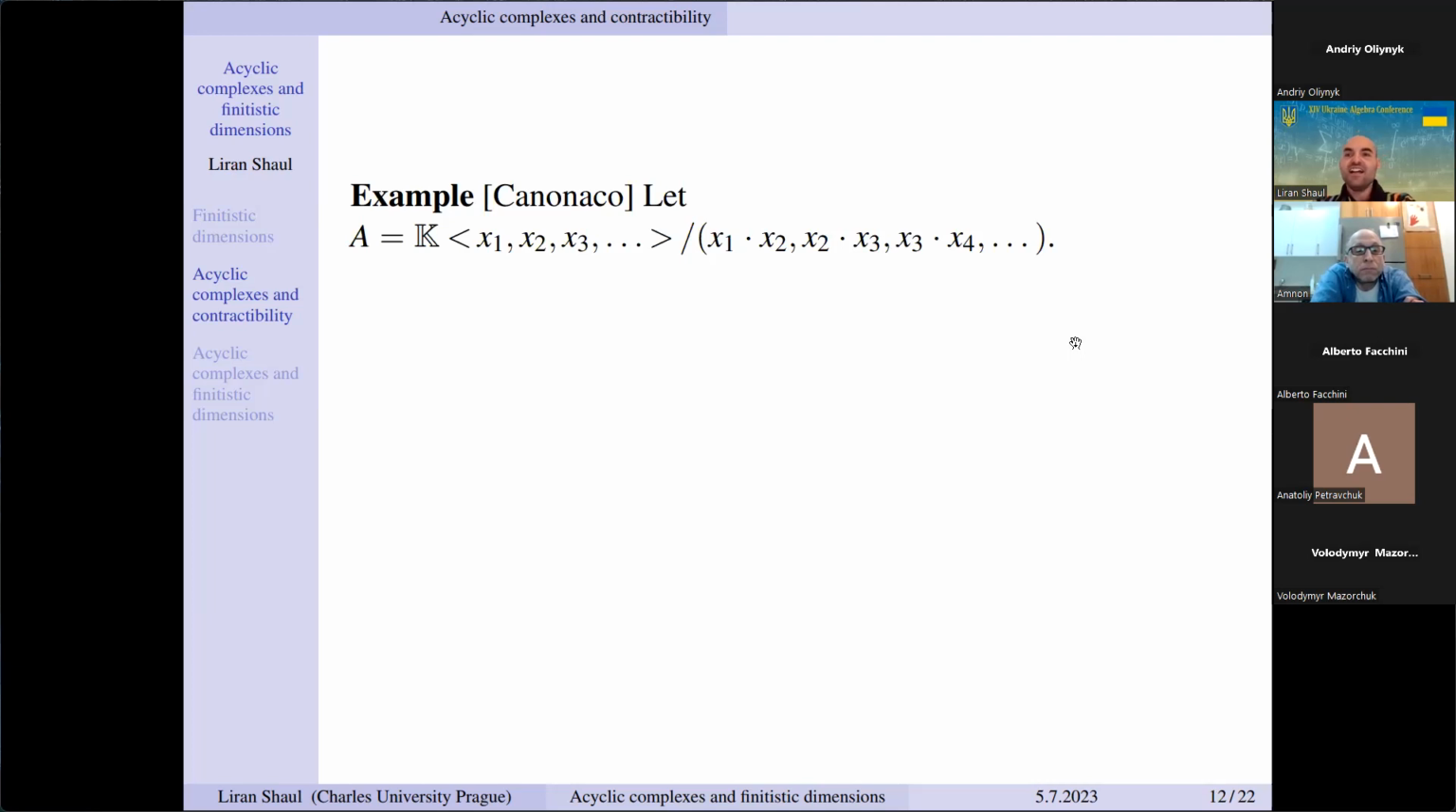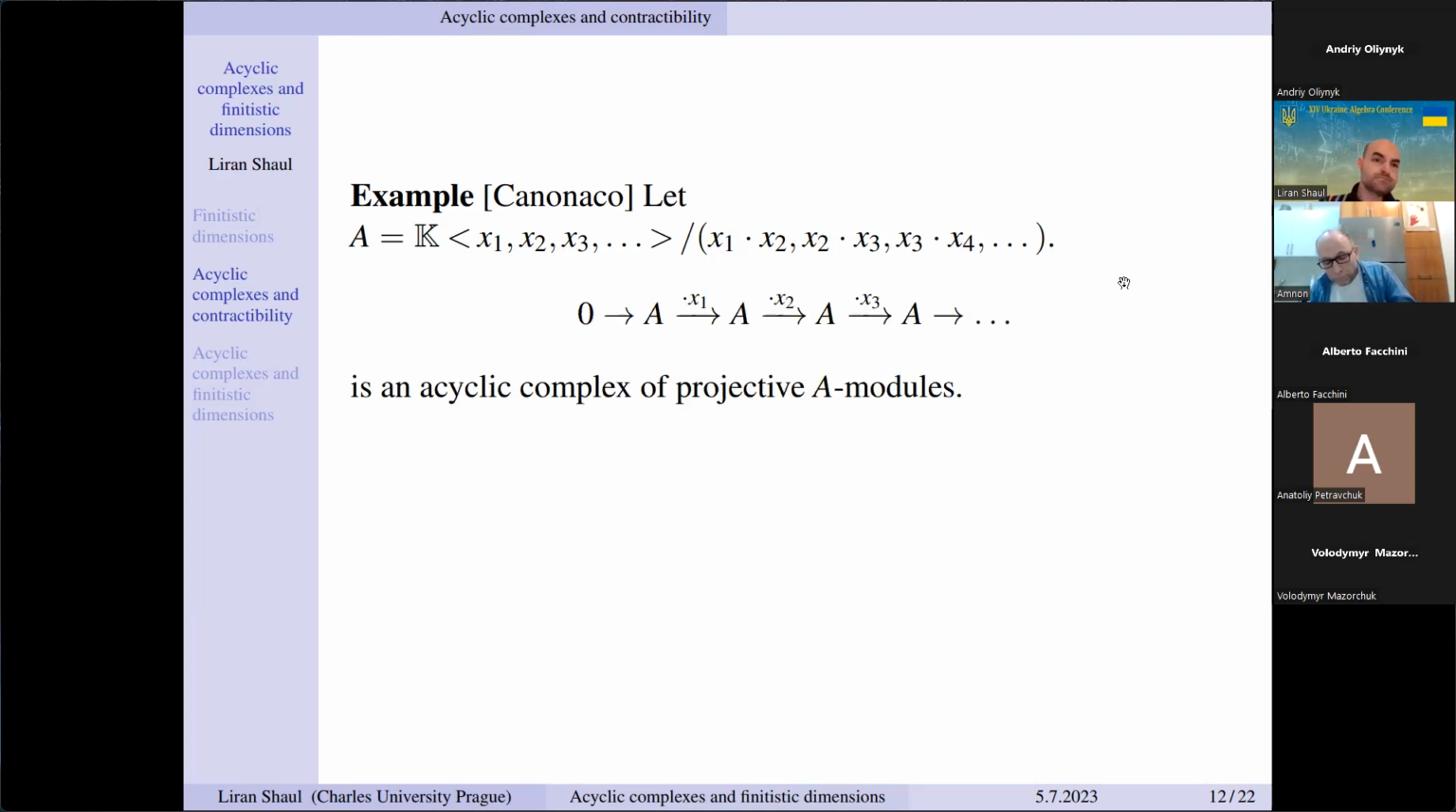Anyhow, here's a more complicated example, much more complicated, and it's recent, from 2023. It's due to Kanonako. And this example is the following. Let me take the quotient ring of a non-commutative polynomial ring in infinitely many variables, and then I quotient out by the polynomials x1 times x2, x2 times x3, x3 times x4, etc. So this is a very, very complicated, very non-Noetherian ring, very non-commutative also.